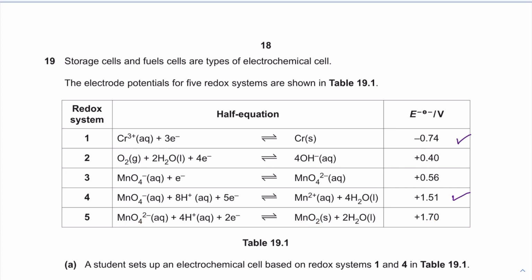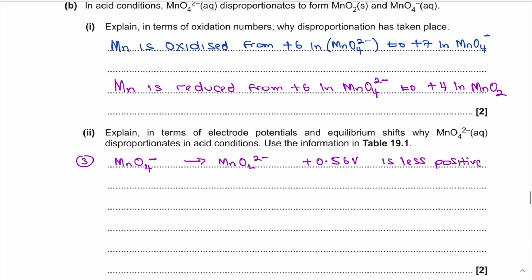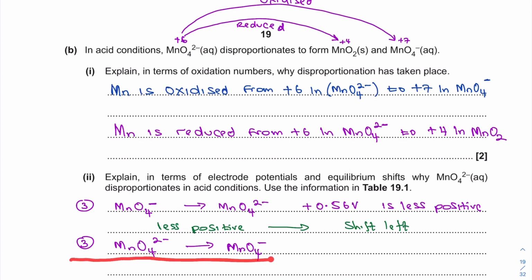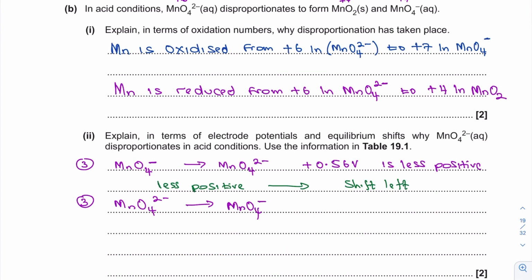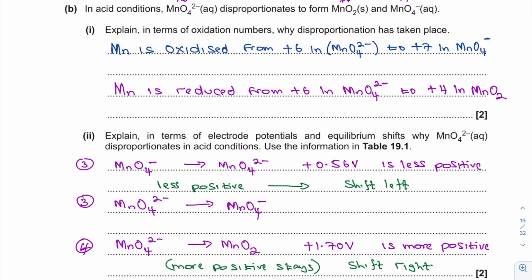So this one is more positive and this is less positive. So +0.56 volt is less positive, and less positive means shift left. So that means it's going to go that way, in reverse. So that is an oxidation, because we're going from MnO4 2- to MnO4-. So that's a shift to the left. And for the reduction, which is the one that stays because it's more positive, that's a reduction, more positive, stays.